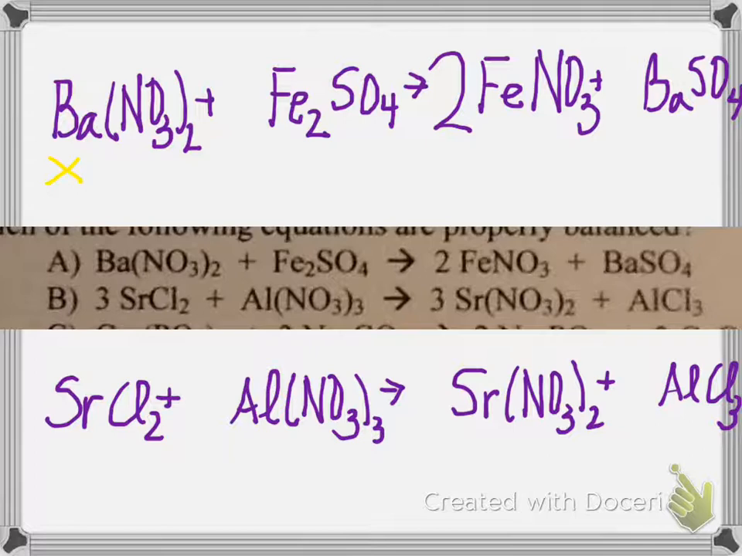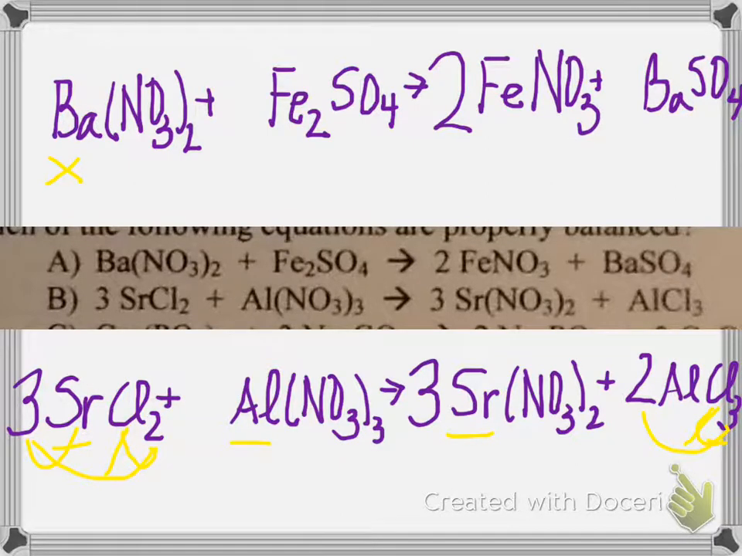For letter B, we had 1 strontium, 1 strontium, 2 chlorides, and 3 chlorides, so we need a coefficient of 2 in front of strontium chloride, a coefficient of 3 to make 6, and a coefficient of 2 in front of aluminum chloride. So now I have 3 strontiums, so that also means I need a coefficient of 3 in front of strontium nitrate. I have 6 chlorides, and I have 2 times 3, 6 chlorides.